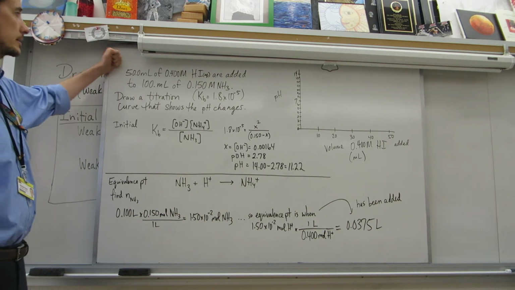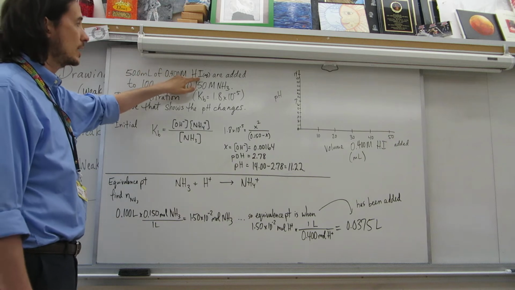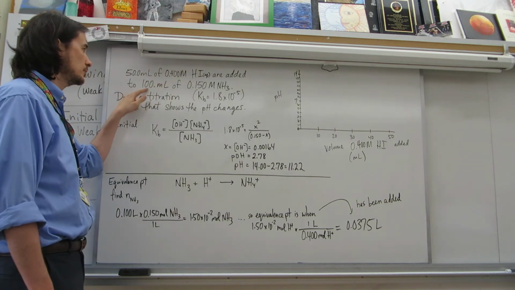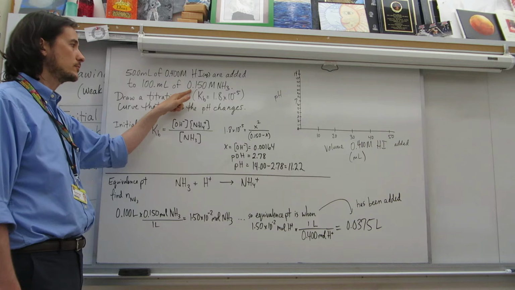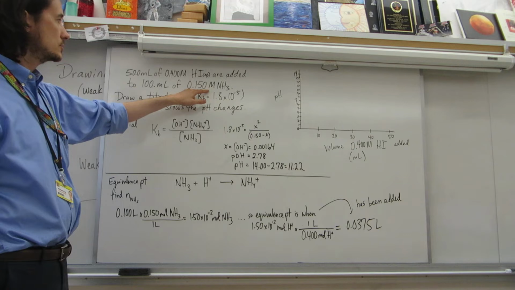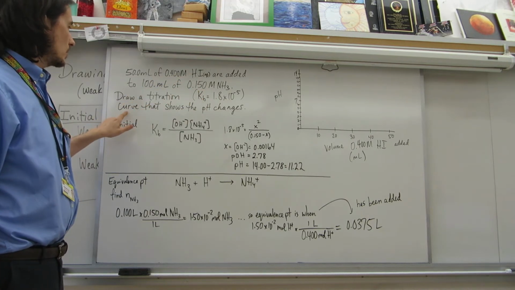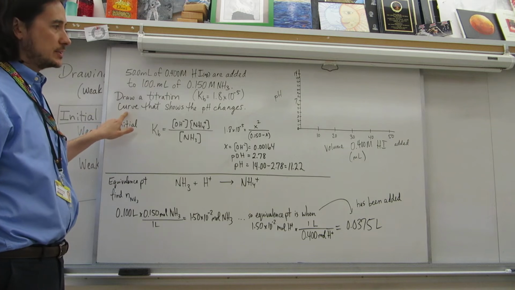Okay, so got this problem. 50 milliliters of 0.4 molar hydroiodic acid are added to 100 milliliters of 0.15 molar ammonia. We have a Kb value, we have an initial concentration, we have a concentration of our strong acid. Draw a titration curve that shows the pH changes.